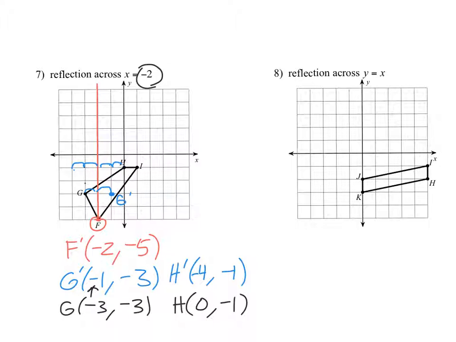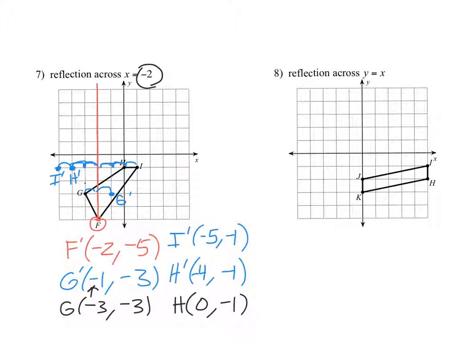Then we do I. So that's 1, 2, 3. So I go 1, 2, 3. So that would be where I apostrophe is. I should have labeled H apostrophe. There's H apostrophe. So where's I apostrophe at? I apostrophe is at 1, 2, 3, 4, -5, -1.